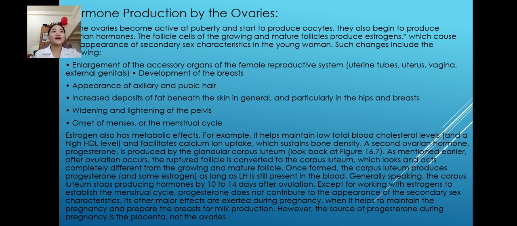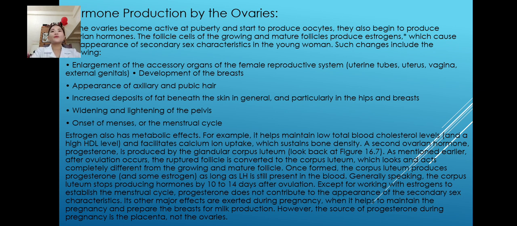As mentioned earlier, after ovulation occurs, the ruptured follicle is converted to the corpus luteum, which looks and acts completely different from the growing and mature follicle. Once formed, the corpus luteum produces progesterone. As long as LH is still present in the blood, generally speaking, the corpus luteum stops producing hormones by 10 to 14 days after ovulation.